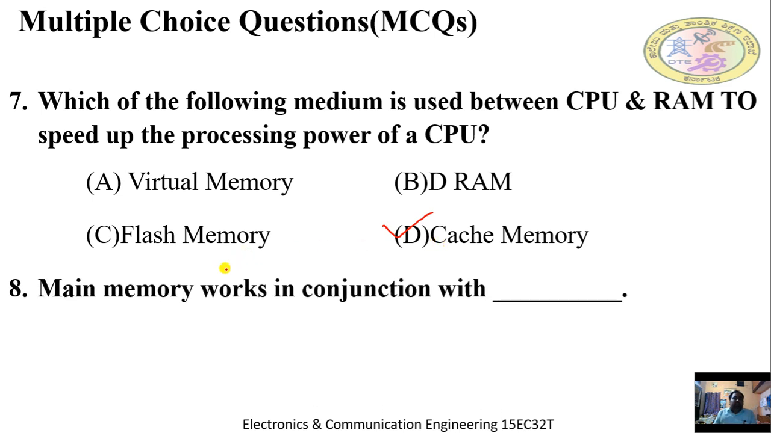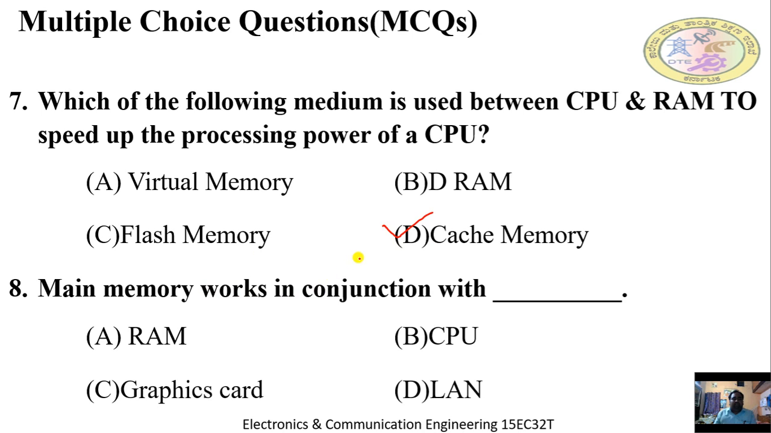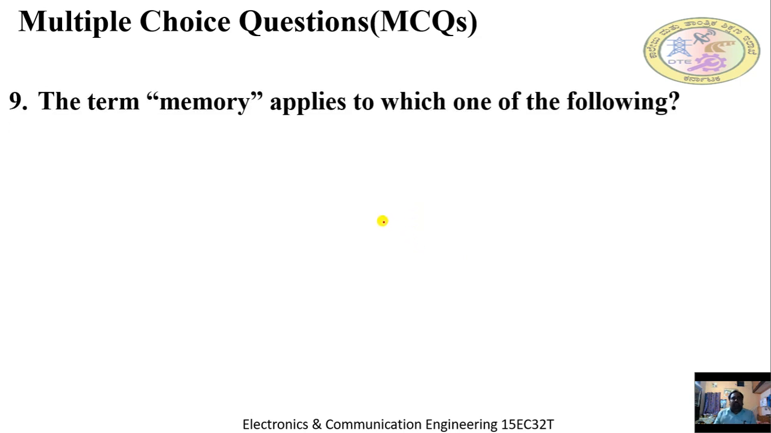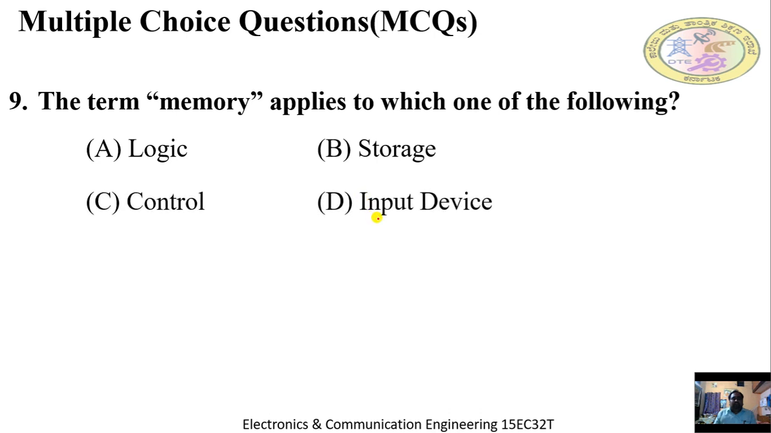Question number 8: the main memory works in conjunction with RAM, CPU, graphics card, or LAN. This is a question that is repeated here. The main memory always works in conjunction with the CPU, which is collaborated with the cache memory as well. The ninth one: the term memory applies to which one of the following? A logic, B storage, C control, and D input device. As I told you, this is a kind of storage. Memory means storage.